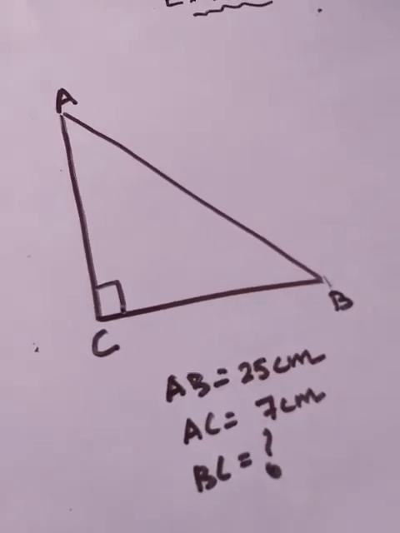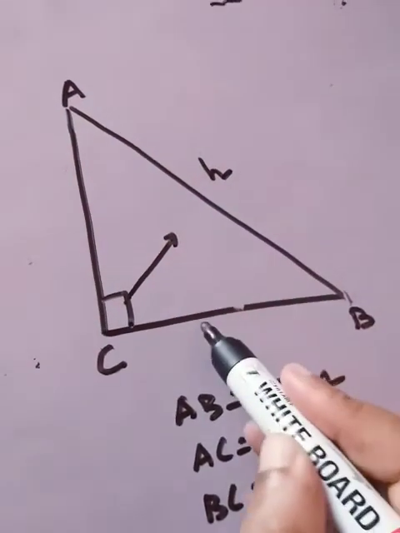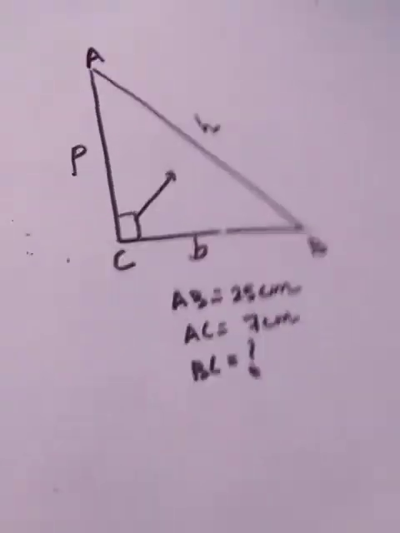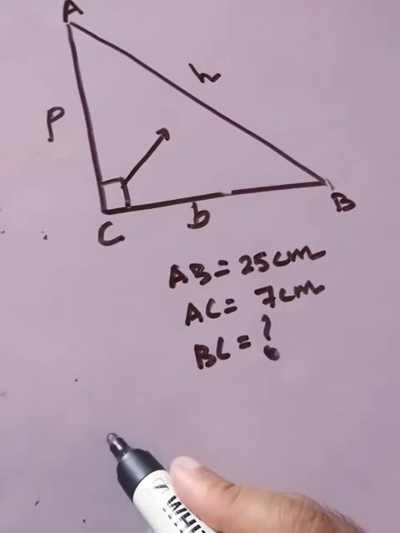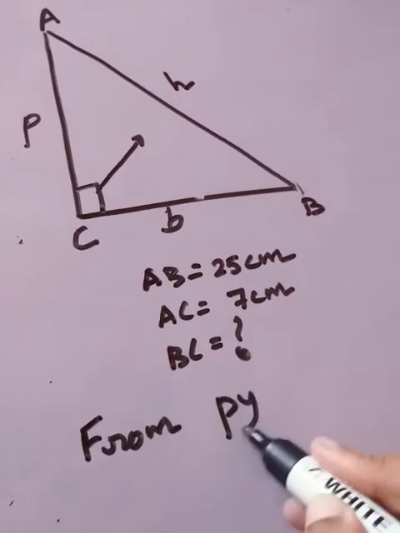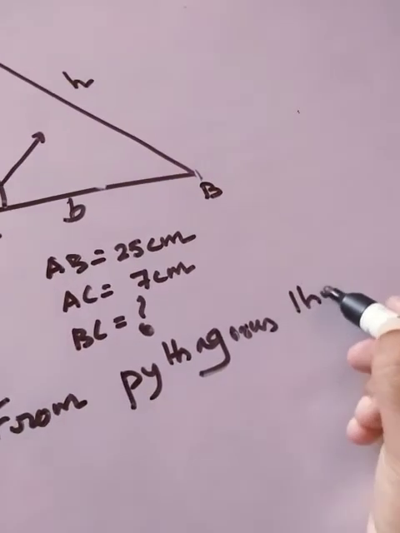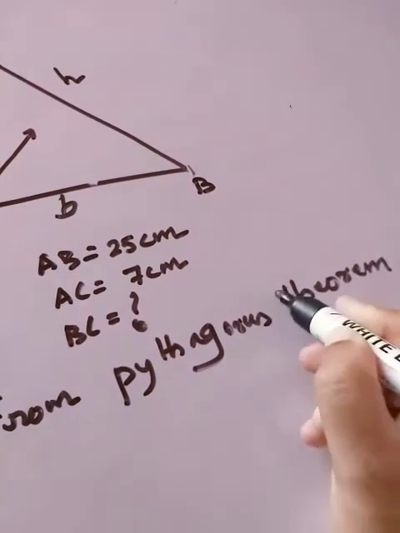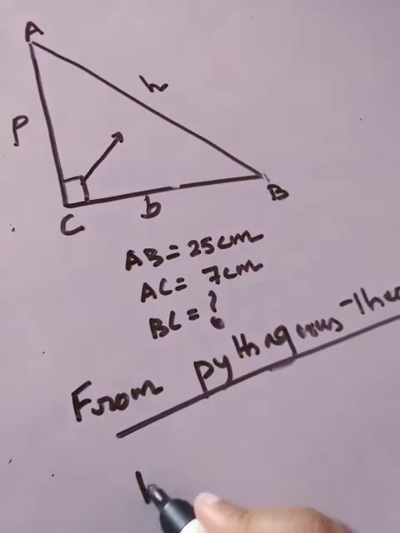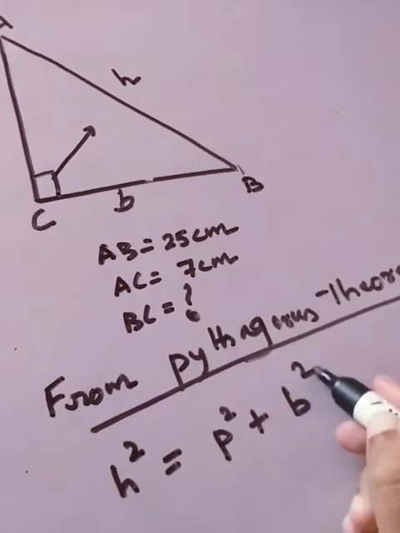Now which one is the hypotenuse? Obviously the side opposite to 90 degrees. So this is the hypotenuse, this is the base, and the line which is standing is the perpendicular. Now from Pythagoras theorem, hypotenuse square equals P square plus B square.